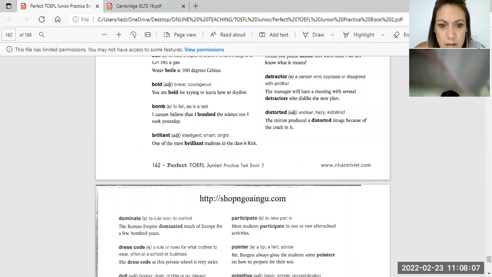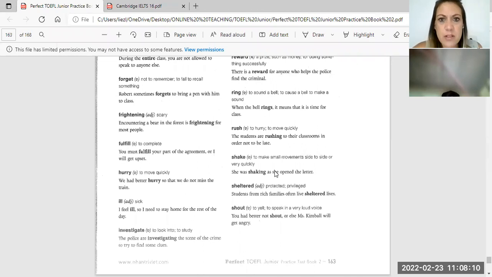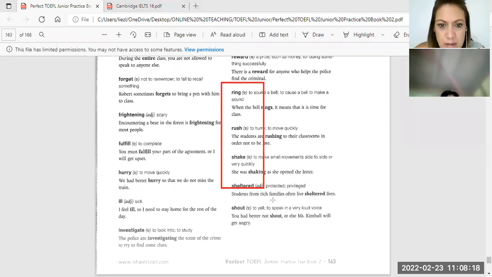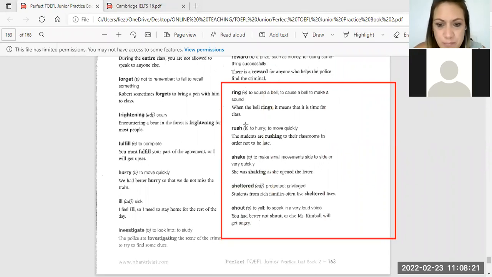Okay, let's have a look here. We're going to do the vocabulary first. Let's go to the vocabulary page here. Okay, reward. So we're going to start from here, from ring, okay? These are the next few ones that we need to do. Okay, let's read what ring is.